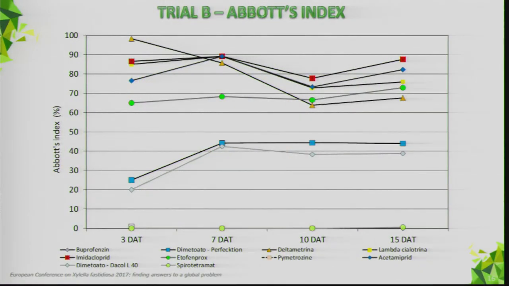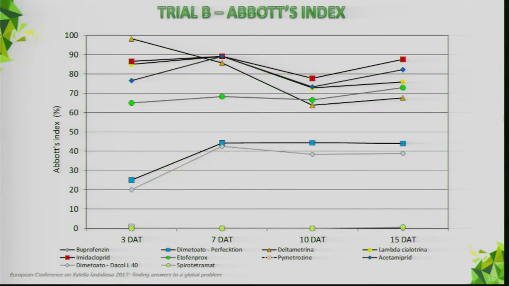In trial B, we have the same results that we obtained in trial E, with the high prompt effect of imidacloprid, deltamethrin, lambda-cyhalothrin, acetamiprid. Etofenprox has a lesser effect, but a good effect in the control of the vector. The persistence of all of these products holds after 15 days.